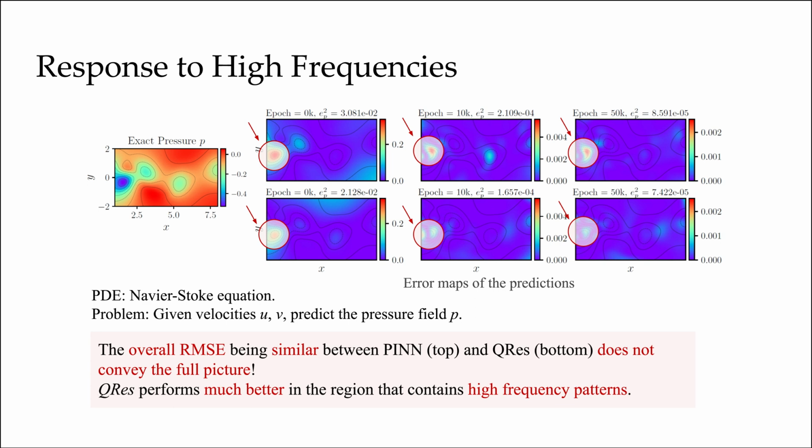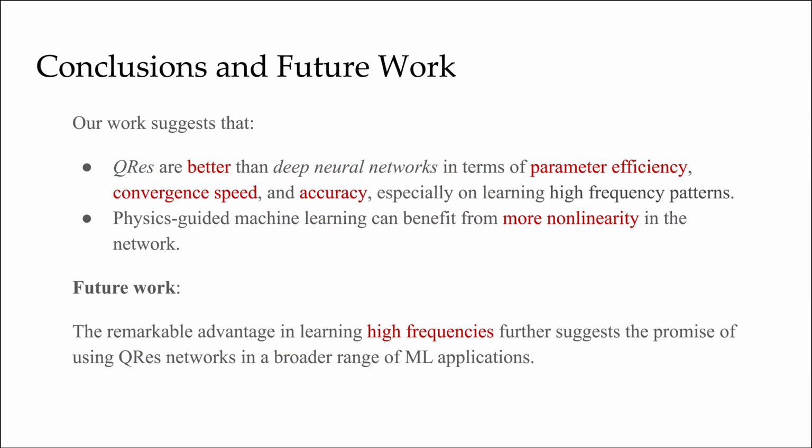This difference can be critical when we try to apply the PIN framework to applications like turbulence flows, where the high-frequency patterns can be dominating in the target solution, leading to a huge gap in performance between the PINs and QRES. As a conclusion, our work suggests that QRES are better than the conventional deep neural networks in terms of parameter efficiency, convergence speed, and accuracy, especially on learning high-frequency patterns.